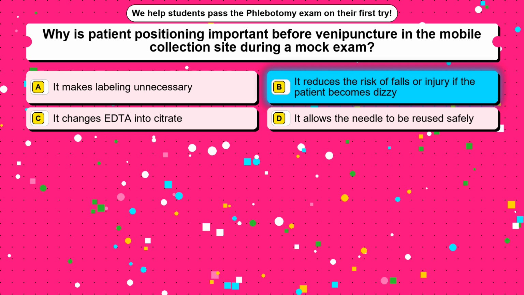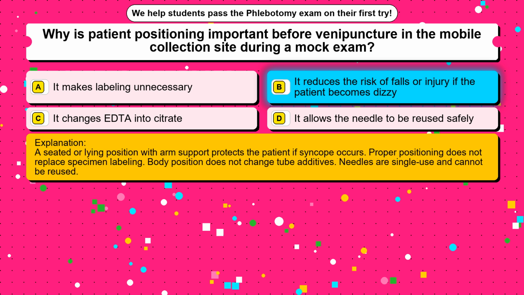The correct answer is option B. It reduces the risk of falls or injury if the patient becomes dizzy. A seated or lying position with arm support protects the patient if syncope occurs. Proper positioning does not replace specimen labeling. Body position does not change tube additives. Needles are single-use and cannot be reused.